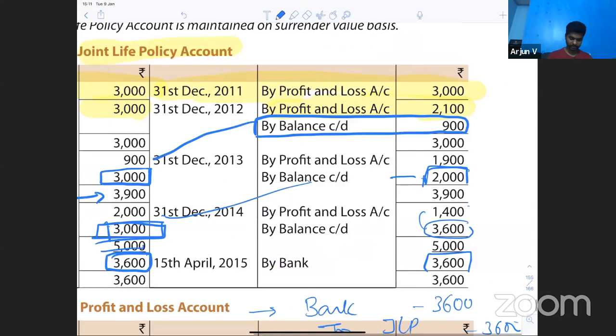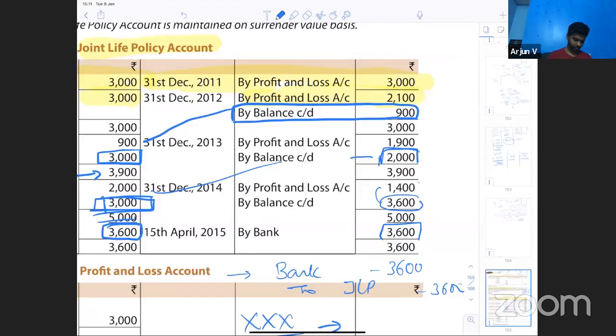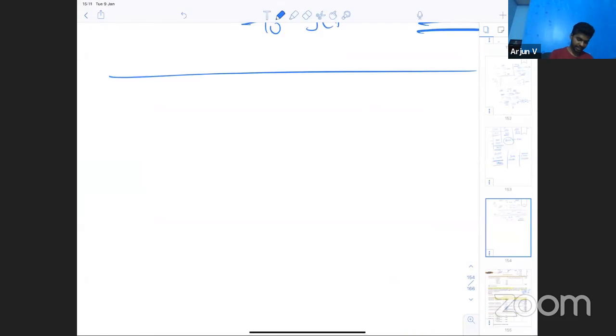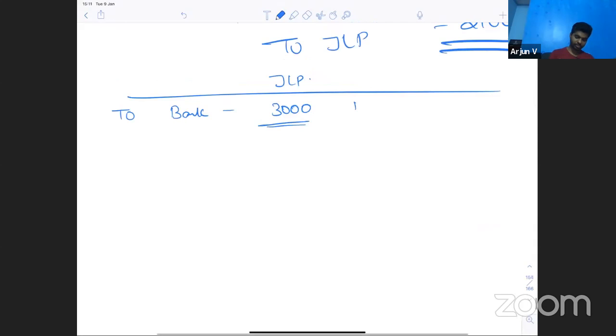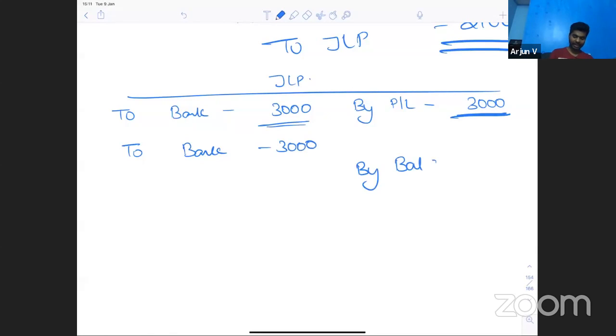Guys, I'll do the ledger account again. See here, JLP account. First year I pay, it goes to bank 3,000. Everything goes to loss because my surrender value is nil, so to P&L 3,000. Second year again I'll pay to bank 3,000. But my closing value, balance carried down, is 900. Therefore, I'll transfer the balance to P&L.